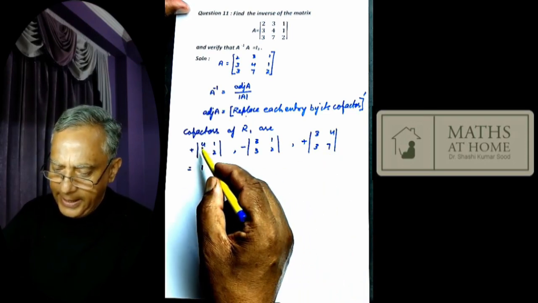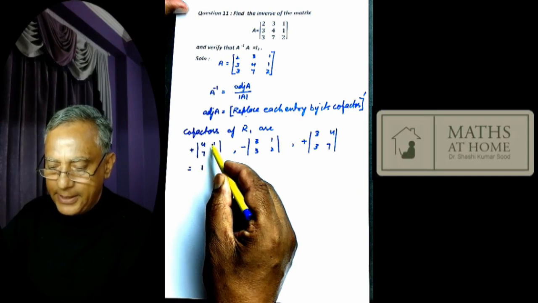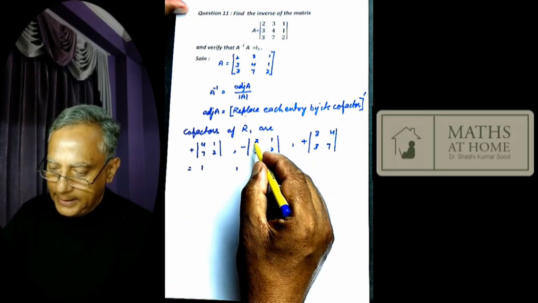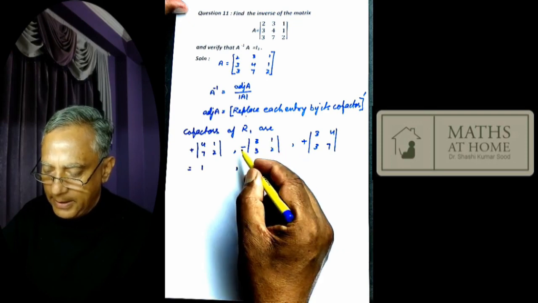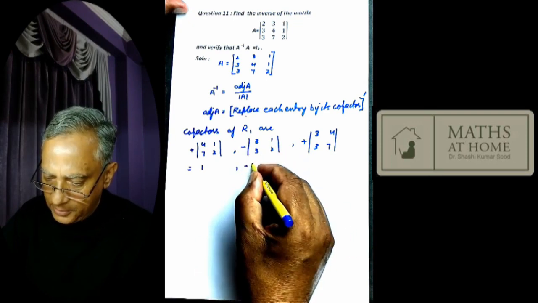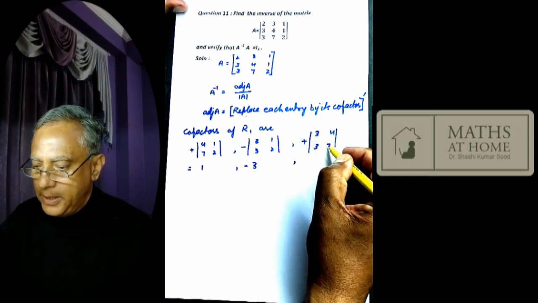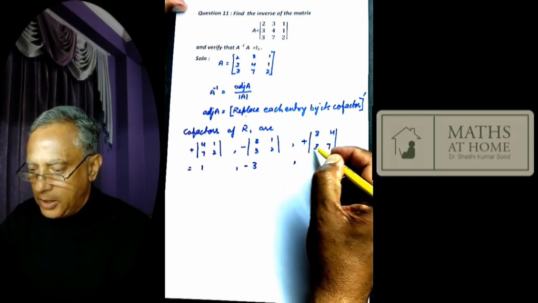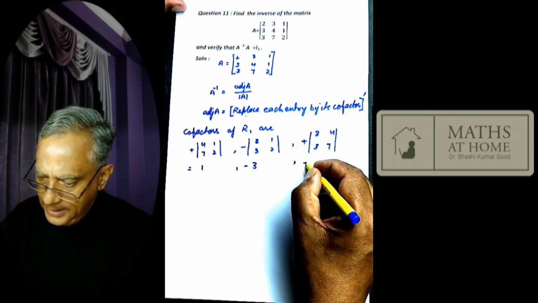Now you evaluate, this is 8, 8 minus 7 is 1. And this is 6 minus 3. 6 minus 3 is 3, and there is a negative sign. This will be minus 3. This will be 7 3s are 21. 21 minus 12. That is 9.